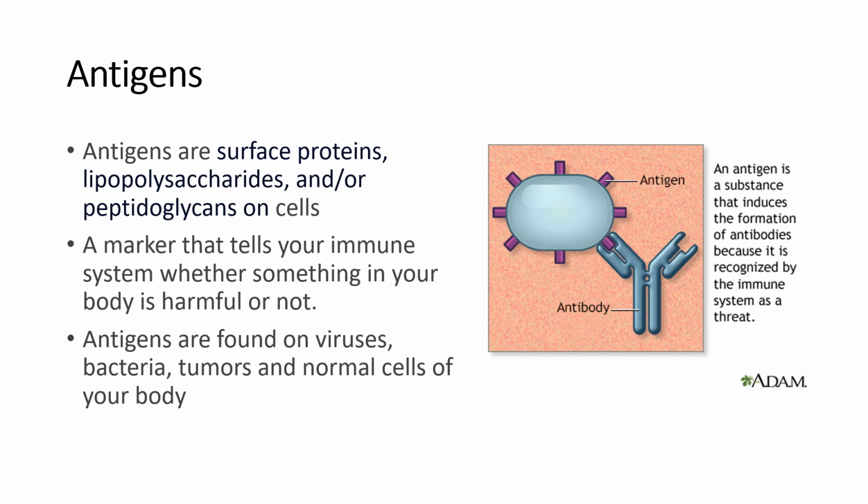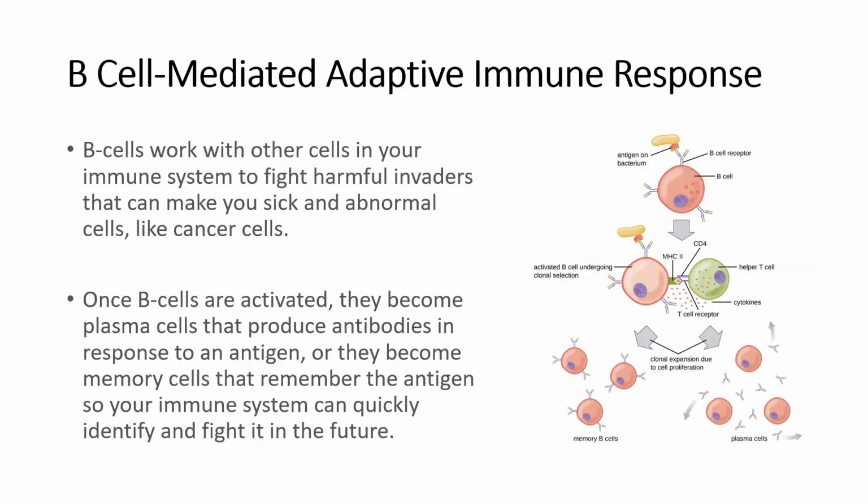Antigens, as we've said, are surface proteins. They can be lipopolysaccharides and or peptidoglycans on the surface of a cell most of the time. And it's a marker that tells your immune system whether something is harmful or not, whether it's self or other. Antigens are found on viruses, on bacteria, on tumors, and on normal cells, just identifying self as self.